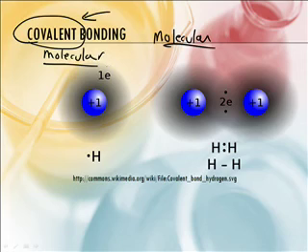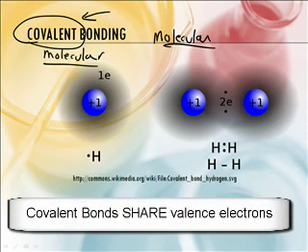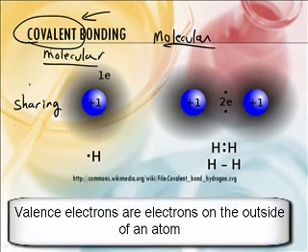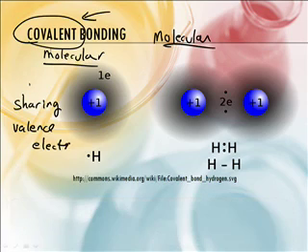Okay, covalent means sharing something. Valence. They share valence electrons. Remember, they're going to share. That tells us what covalent bonding is. It is sharing. I better write this down. Sharing valence, V-A-L-E-N-C-E, valence electrons. There you go.